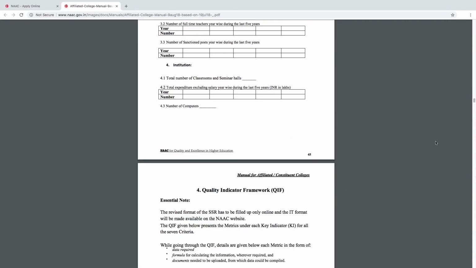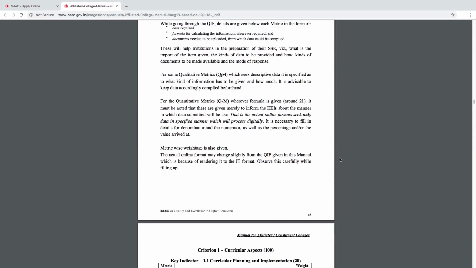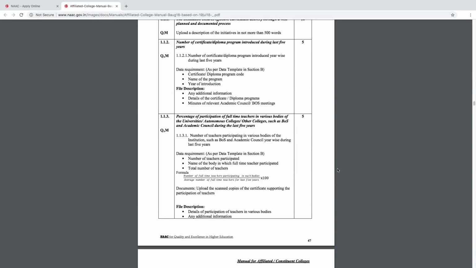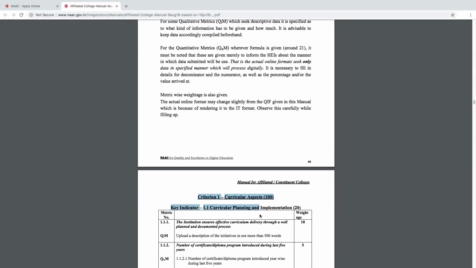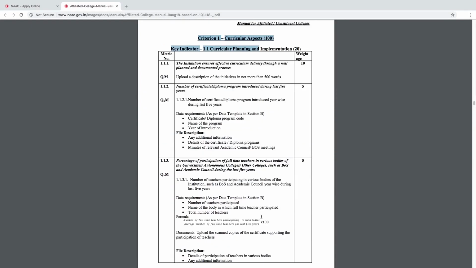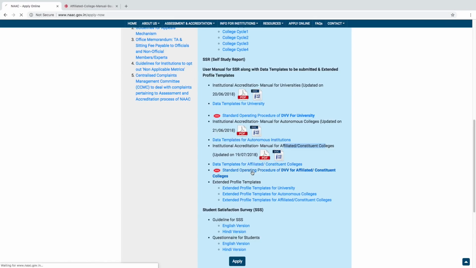The Quality Indicator Framework gives you an idea about the components of the SSR that will be asked in the assessment and accreditation process. Each component of this SSR has been very clearly stated in the manual, and the same can be prepared much in advance. That would ease the institution in completing the SSR within 30 days. To know about the intent of each metric, the standard operating procedure given on the website can guide you about what is intended by a particular metric.